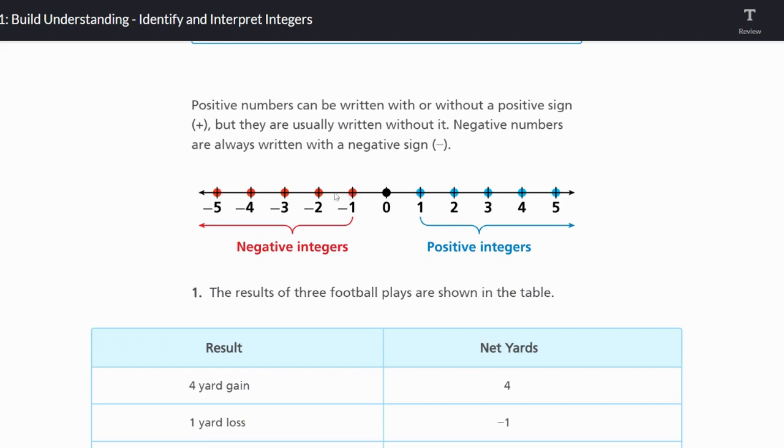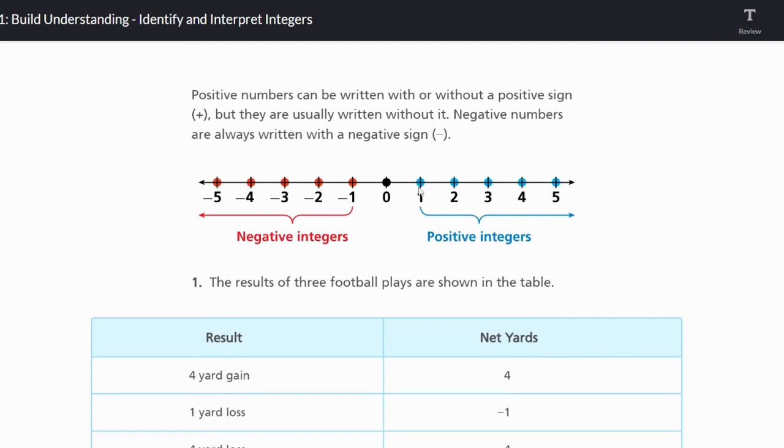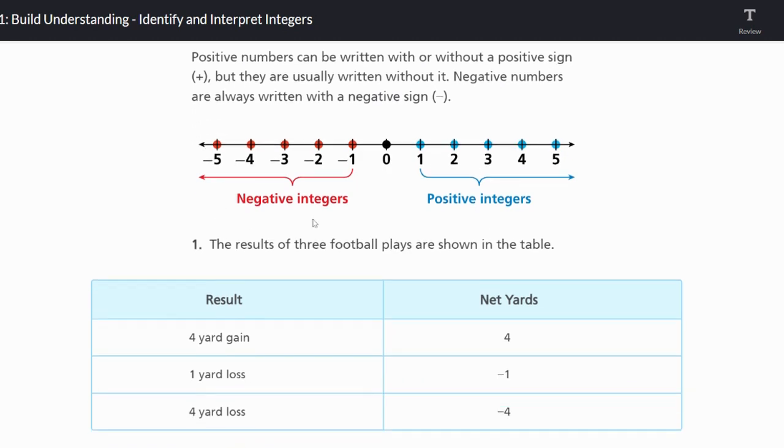Now there are numbers in between here, right? We can have a fraction from 0 to 1. Here would be positive 1/2. Here would be positive 1.5. I just want you to understand that there is a range of numbers involving fractions and decimals in between both positive integers and negative integers.